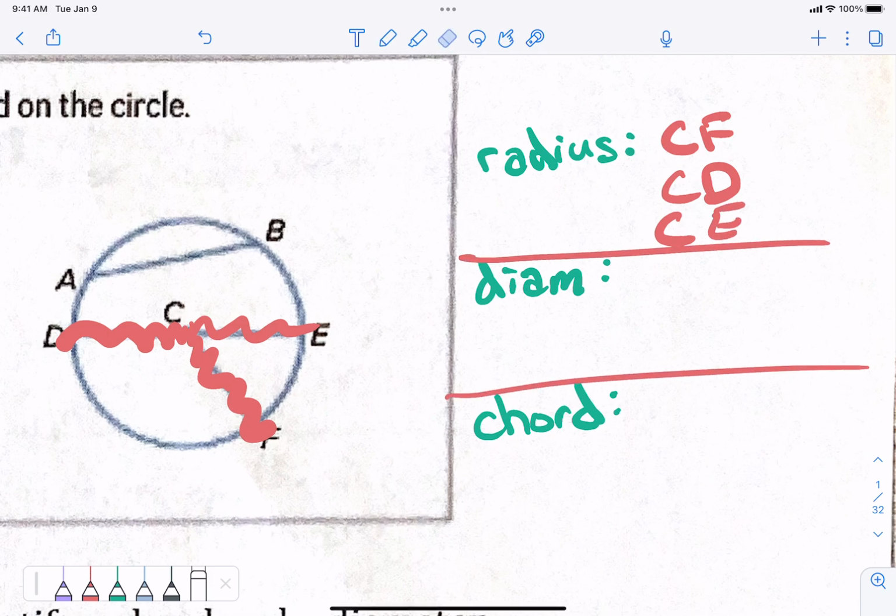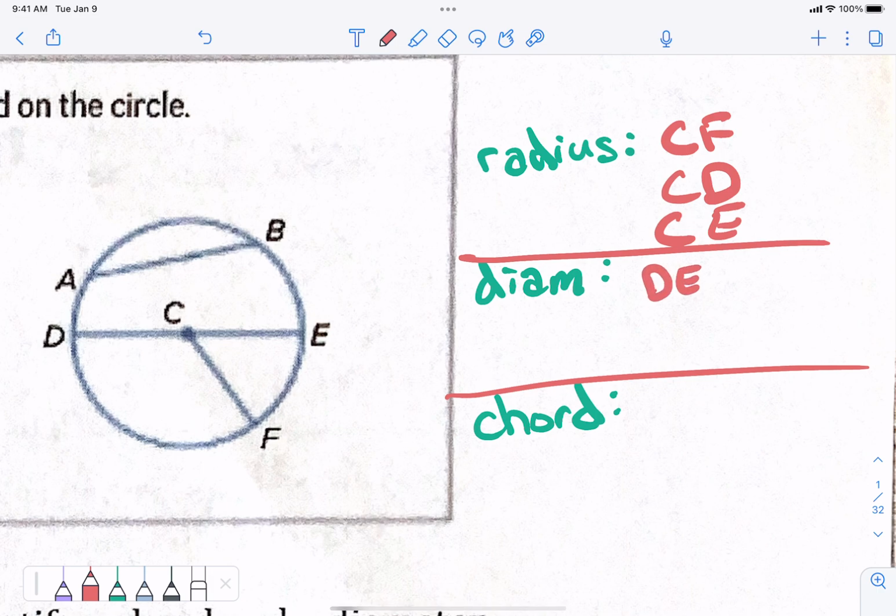Okay. Diameter. How many diameters do they have? Diameters go all the way across. There's only one, and it is called DE. DE or ED, you could flip that around. Okay, that's the diameter. And then we have what's called a chord, and the definition of a chord just goes from one end of the circle to the other. Okay, how many chords are there?